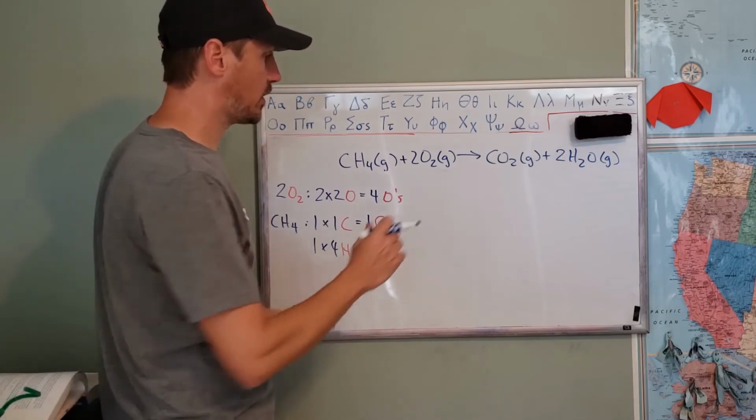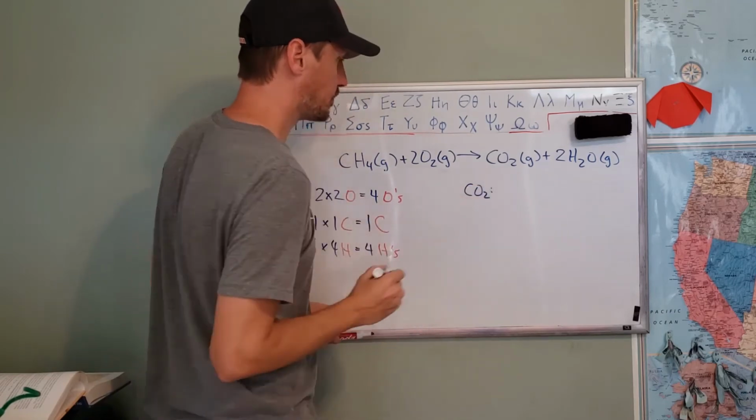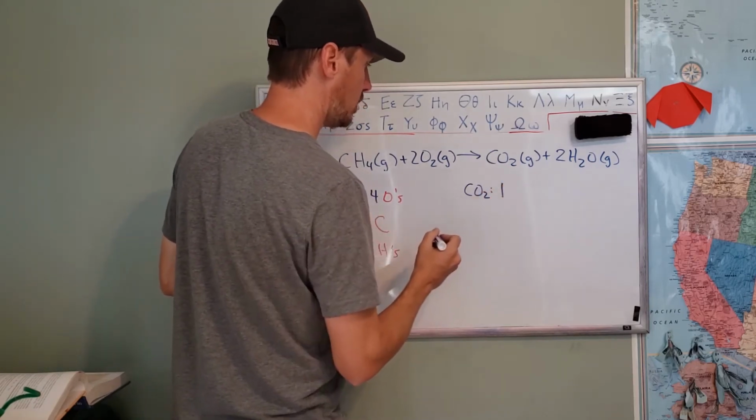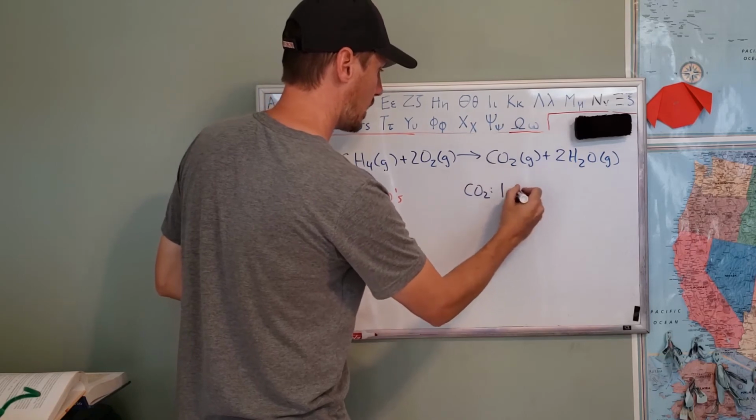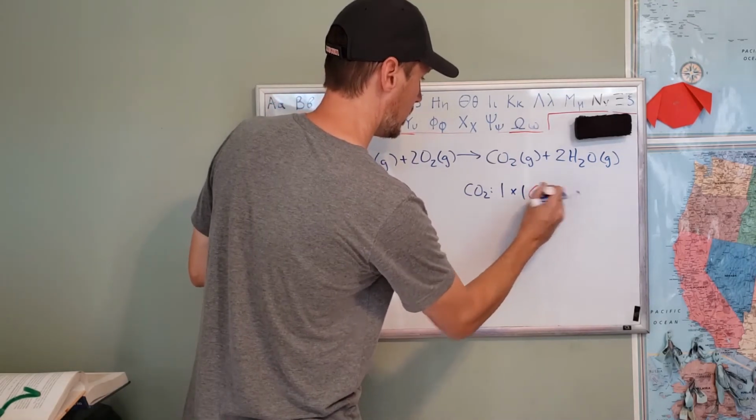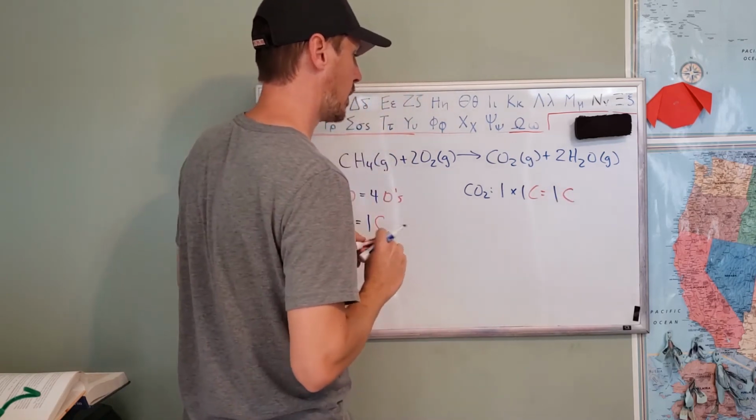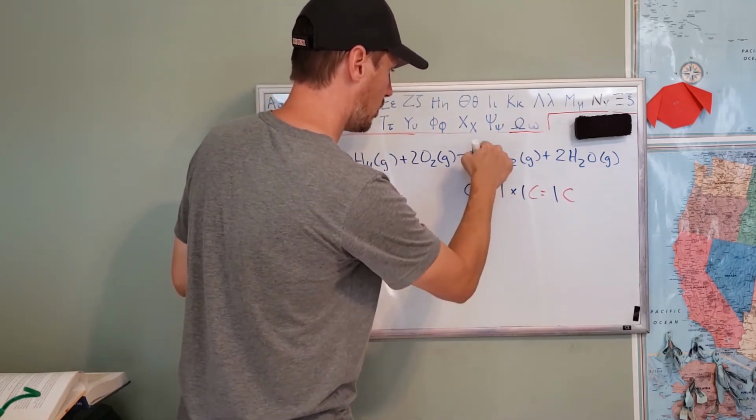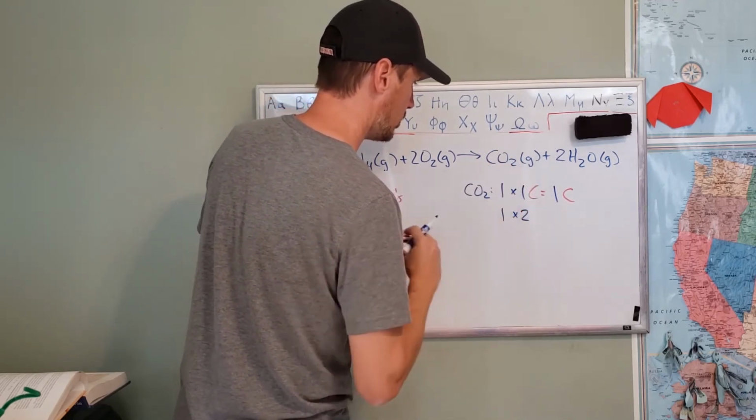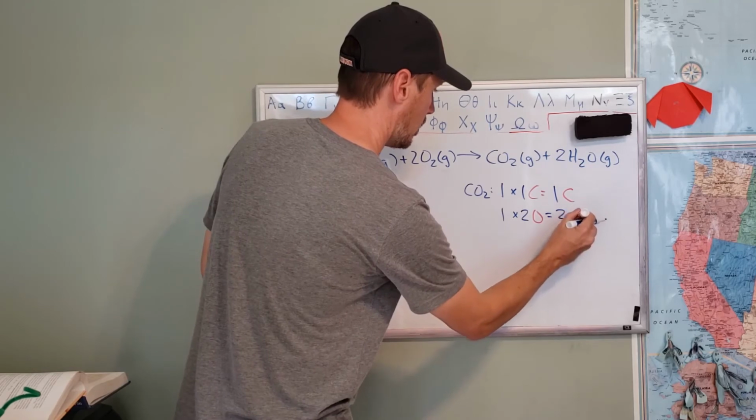All right. Now let's move over to this side. We'll start with CO2. For CO2, we've got 1 times 1 carbon atom, because the number in the front is an understood 1 and the subscript is an understood 1. So 1 times 1 C equals 1 C. And in CO2 we also have an understood 1 in the front times 2 oxygen atoms, so that's 2 O's.